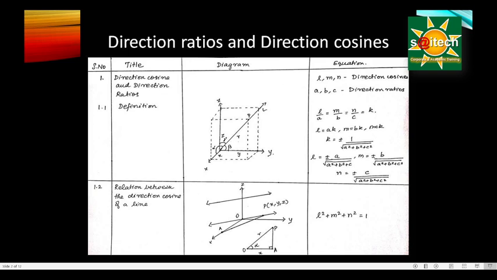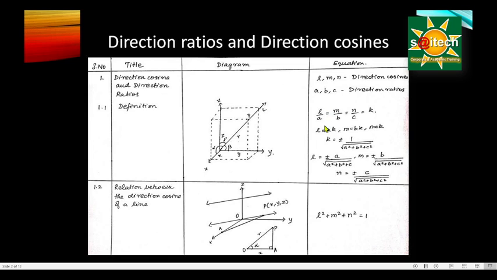In this lesson on 3D geometry, the first concept is direction cosines and direction ratios. First, let's see what a direction cosine and direction ratios are. I have represented a diagram here. Before getting into the concept, we should know how to represent the direction cosines and direction ratios. L, M and N are direction cosines. A, B and C are direction ratios.